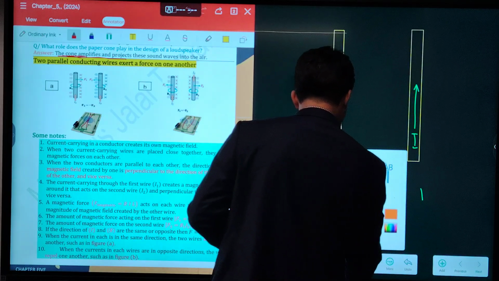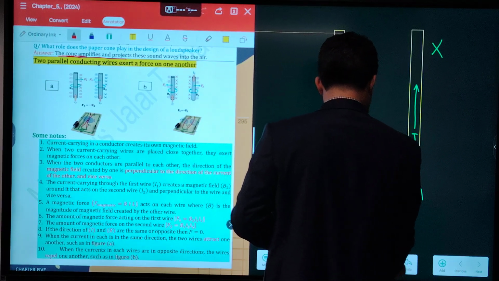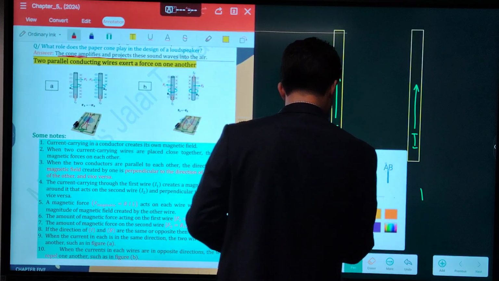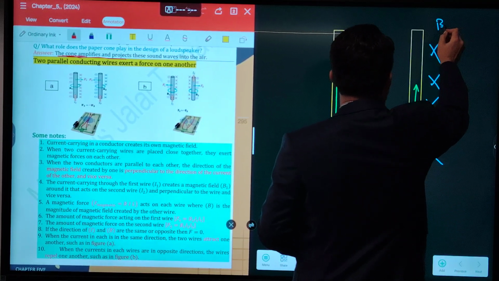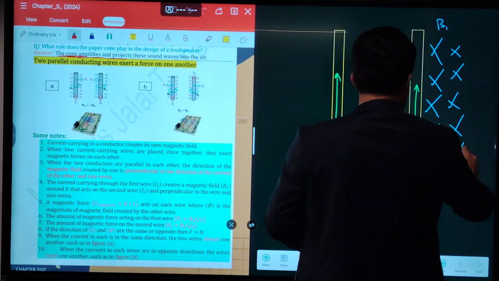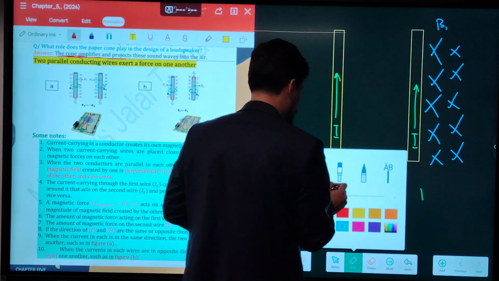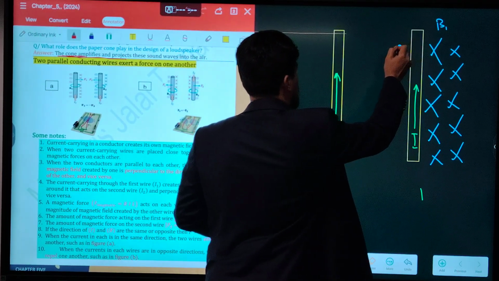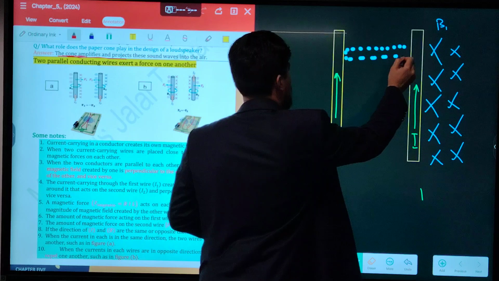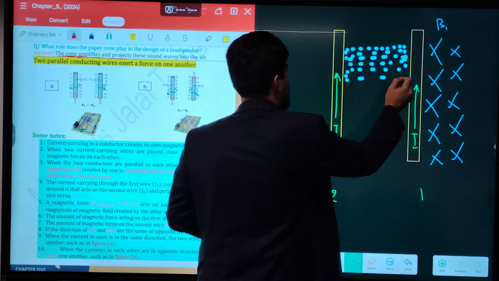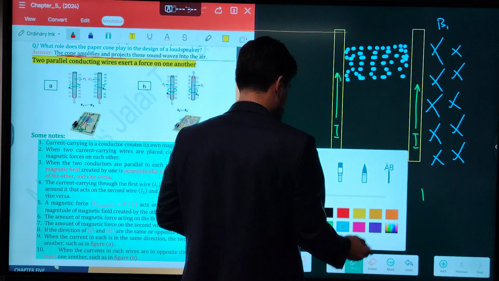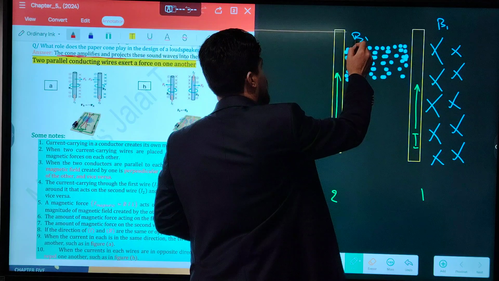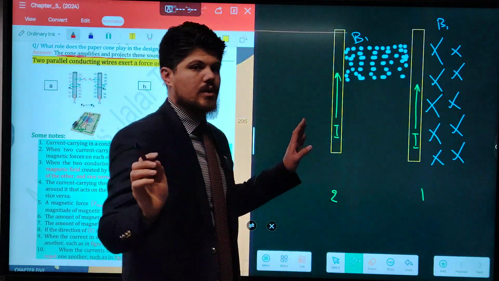Okay, for wire number 1, here is into the page, here is into the page. This is for B1, and this side becomes out of the page. Here becomes what? Out of the page. Okay, so this is B1, the magnetic field of the first wire.